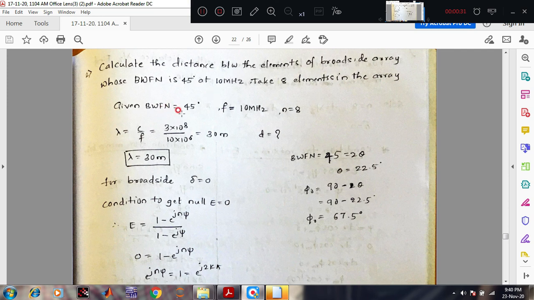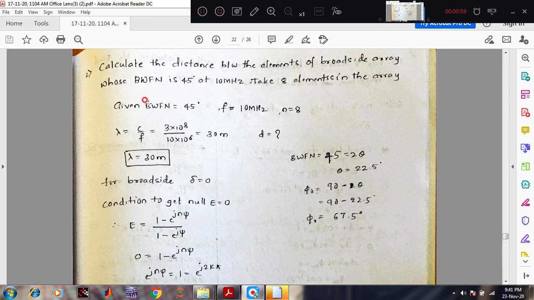Given that the beamwidth between first nulls is 45 degrees, f is 10 megahertz, and the number of array elements n is 8. To find lambda we use the formula c by f, so we get 30 meters. We need to find d, this is the question. For a broadside array, we know that delta is 0.